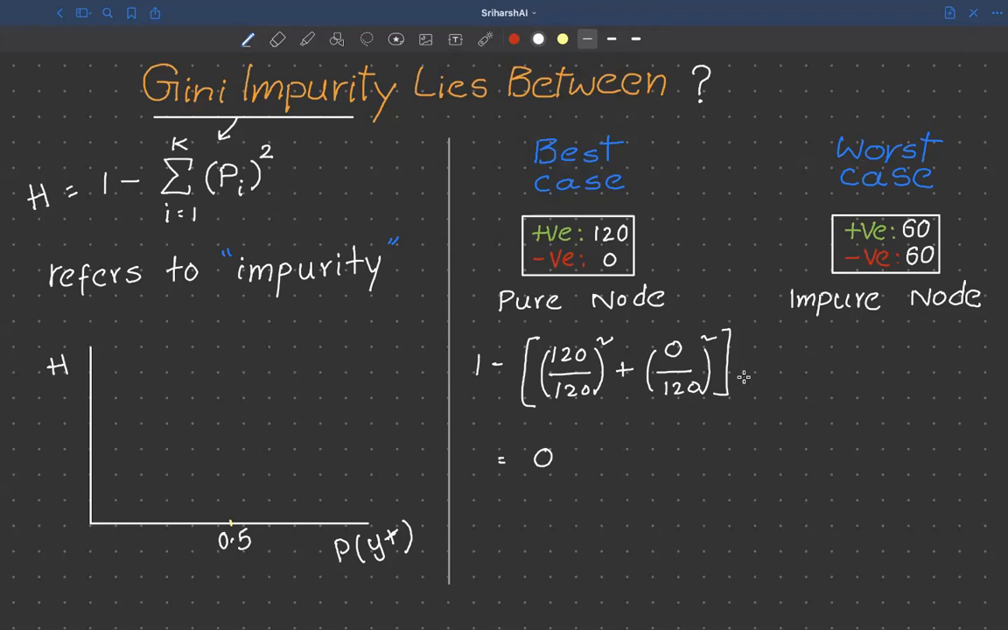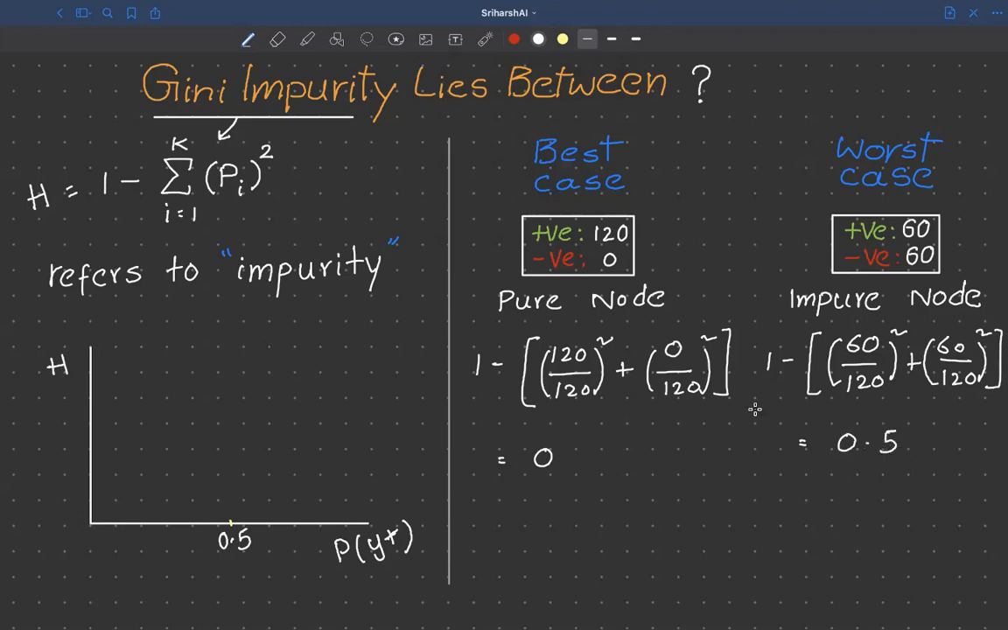Okay, now let's consider the worst case scenario. Here, let's calculate the Gini impurity for the impure node, where I'll compute 1 minus the total number of samples in the positive class by total number of samples in the positive class plus negative class, that is 60 by 120, whole square, plus, again for the negative class probability, it is 60 by 120, whole square. Again, if you break this down, we'll get the value as 0.5.